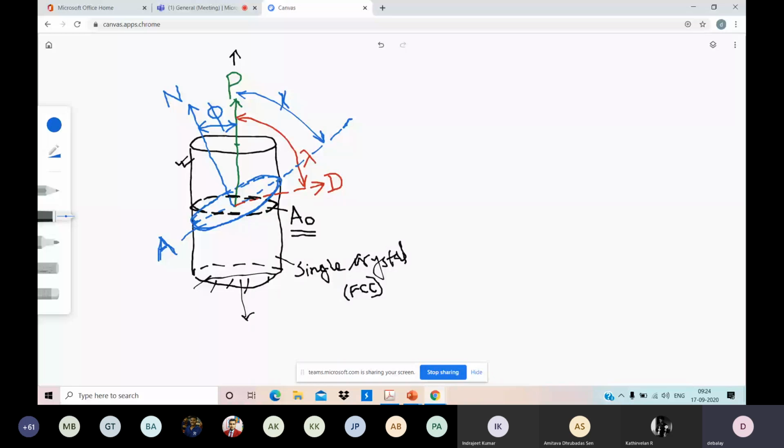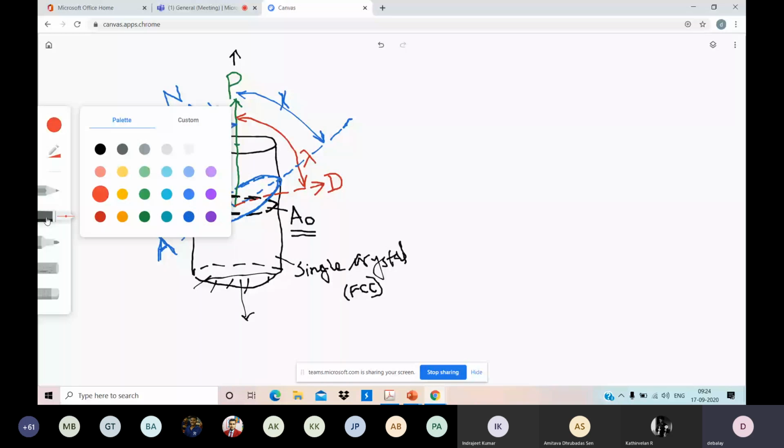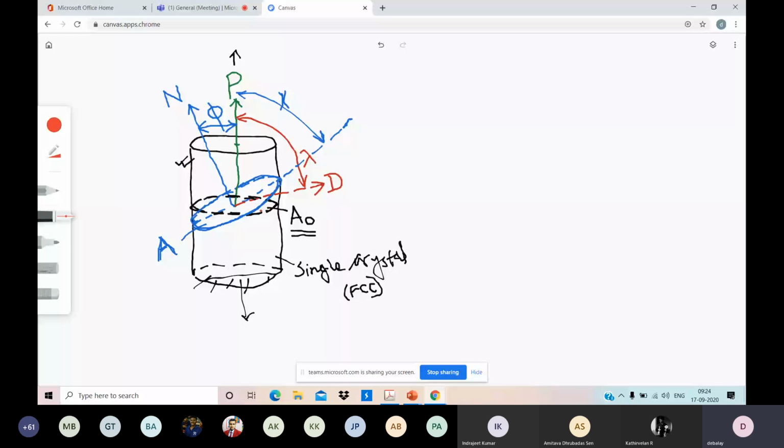And in red color, on the slip plane, I have shown a direction. So this direction D is lying on that plane having area A. So this is my slip direction.